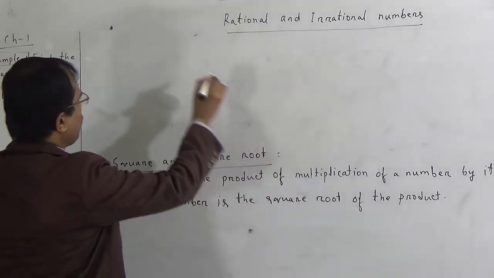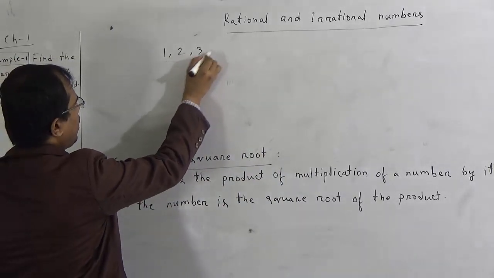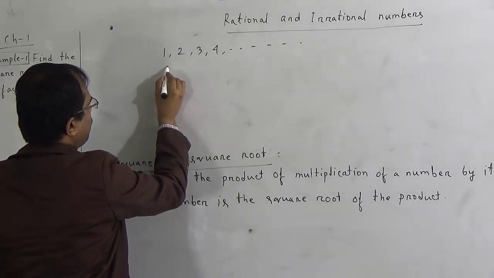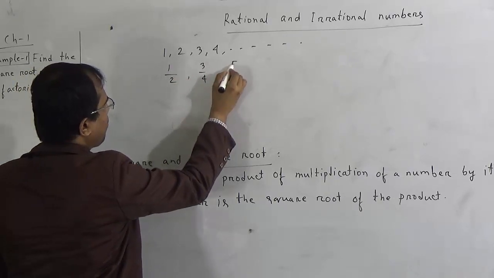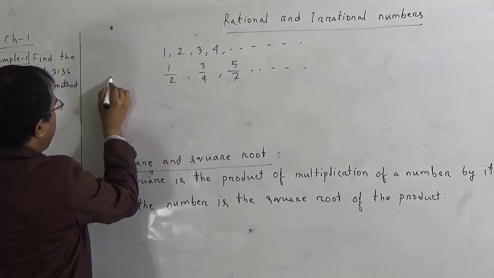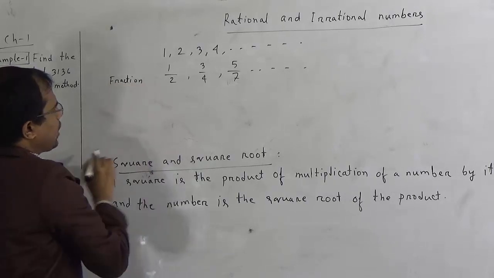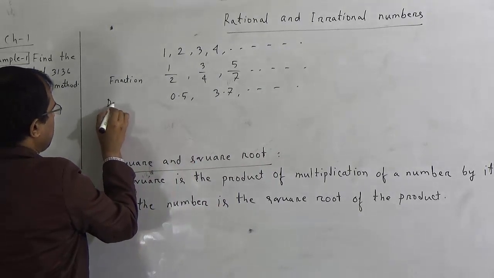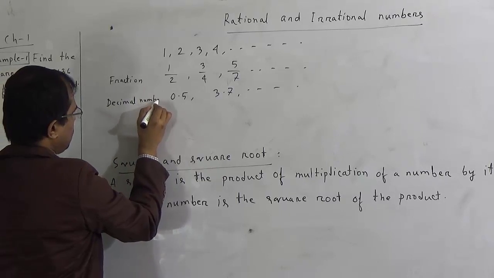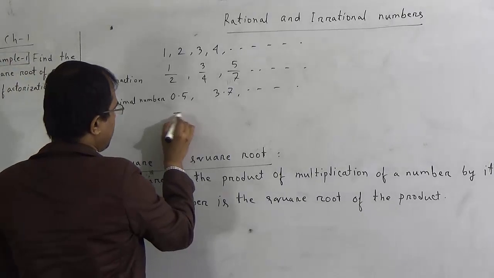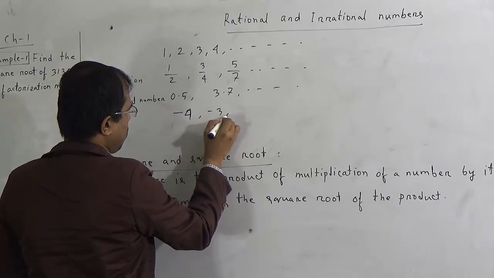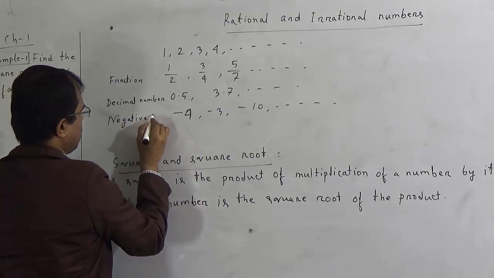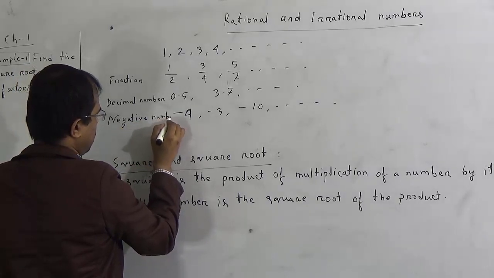Dear students, in class 1 you have been introduced to 1, 2, 3, 4, and so on. In class 3 you have been introduced to 1 by 2, 3 by 4, 5 by 7, these types of number which are called fraction or fractional number. In class 4 you have been introduced to 0.5, 3.7, these types of number, that is called decimal number. And in class 6 you have been introduced to -4, -3, -10, these types of number, that is negative numbers.